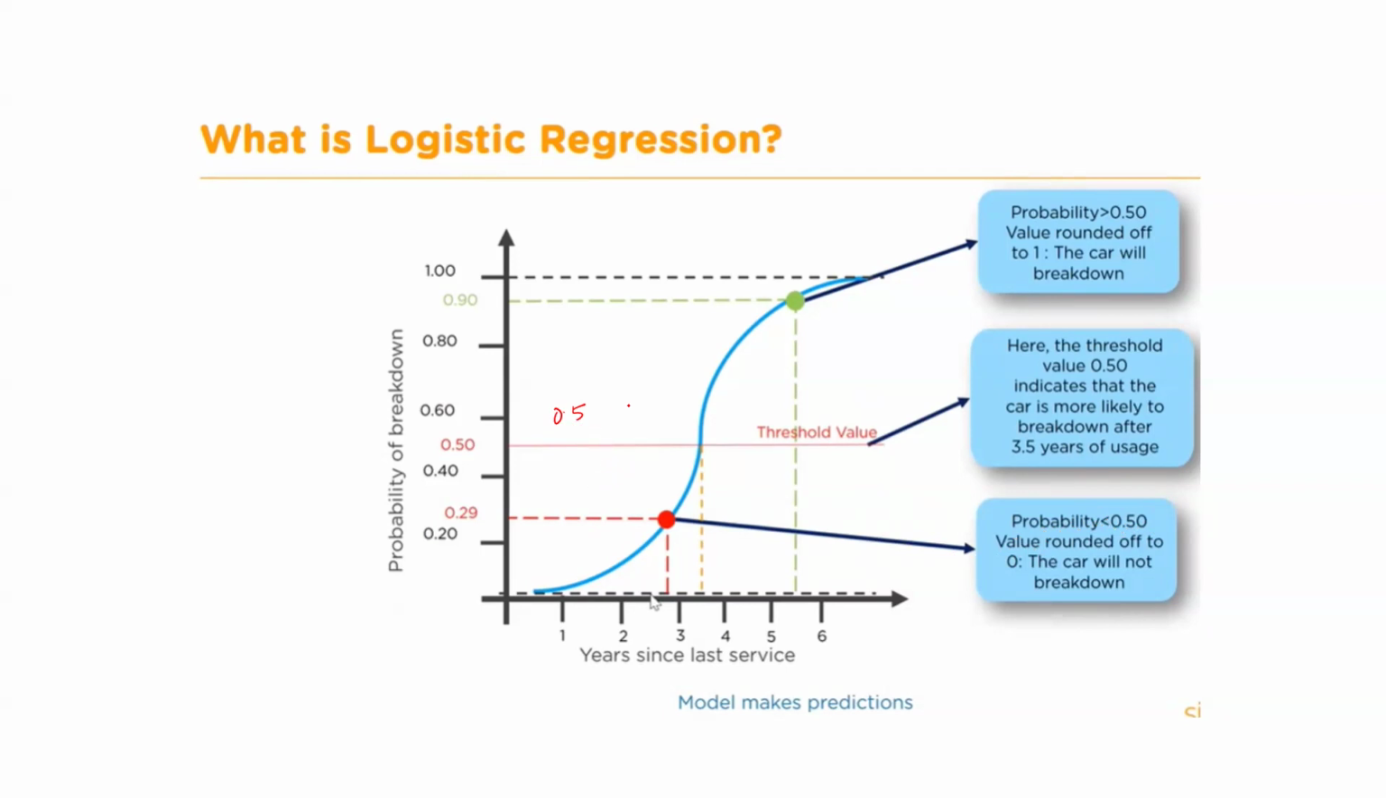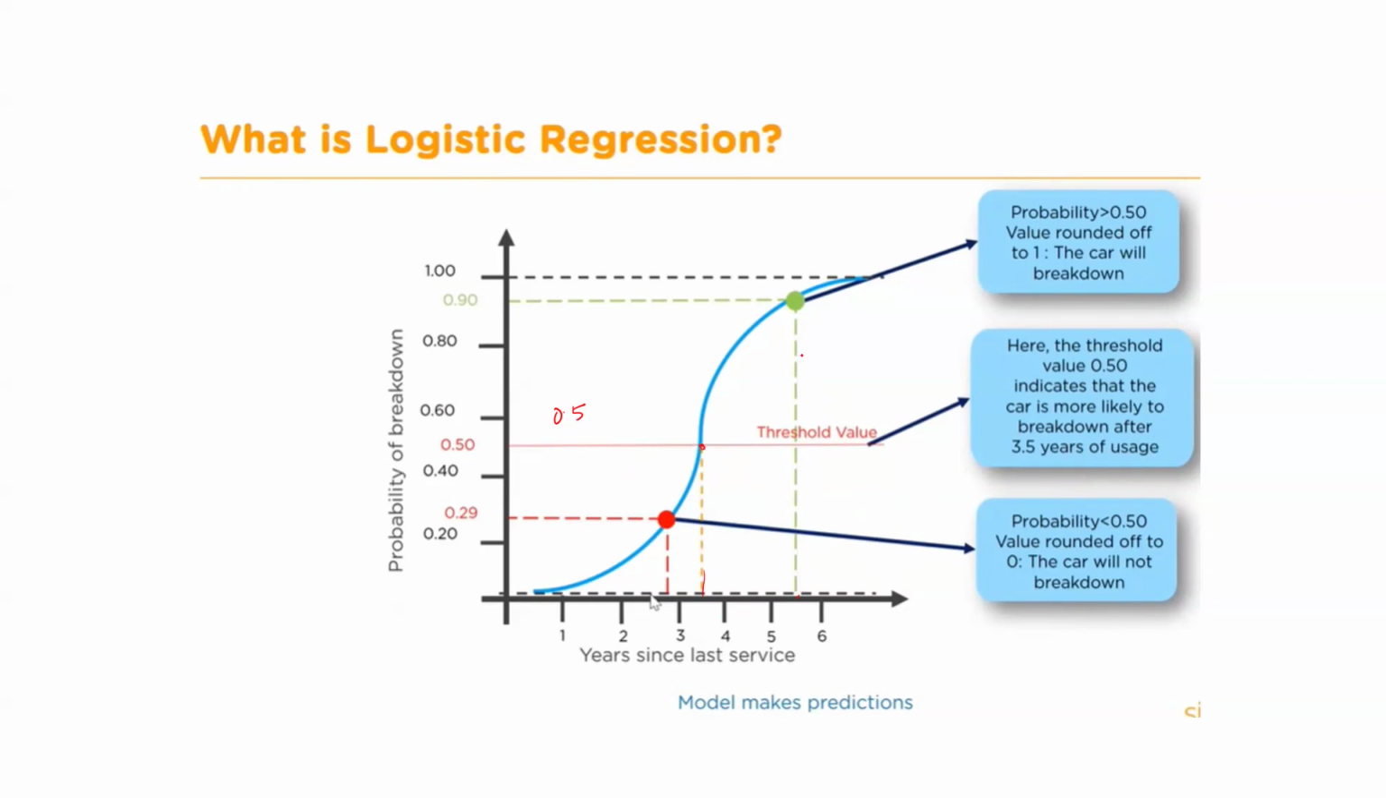That is no. And suppose here it is 5.5 years. See here, the threshold value indicates that the car is more likely to break down after 3.5 years. See here, 3.5 years, here we have set a threshold. If you cross 3.5 years, chances are that your car may break down. That is the conclusion over here.